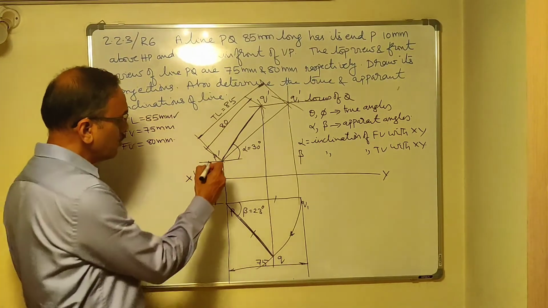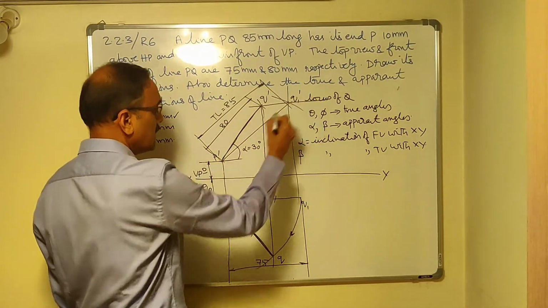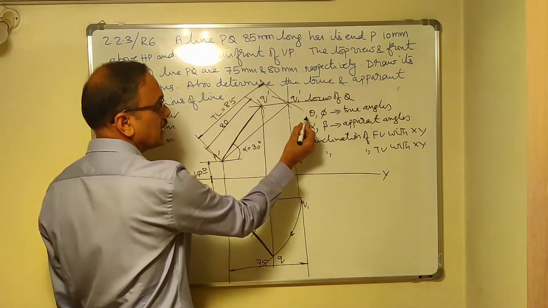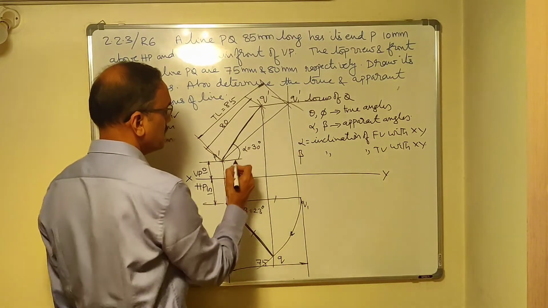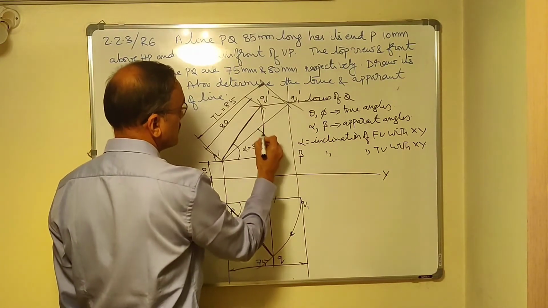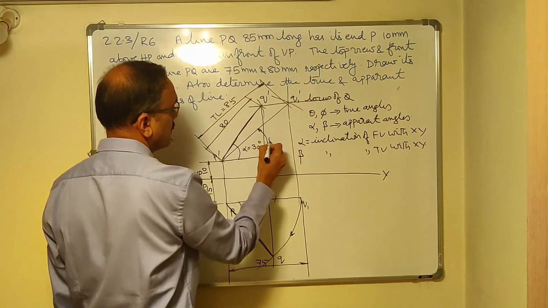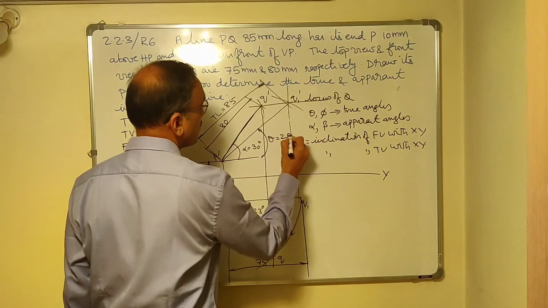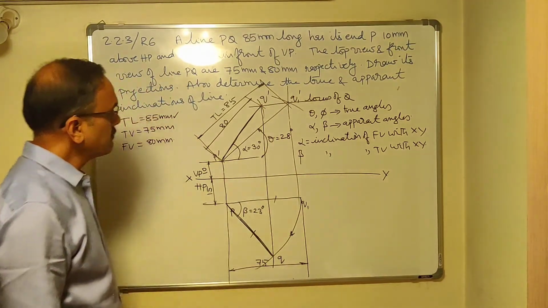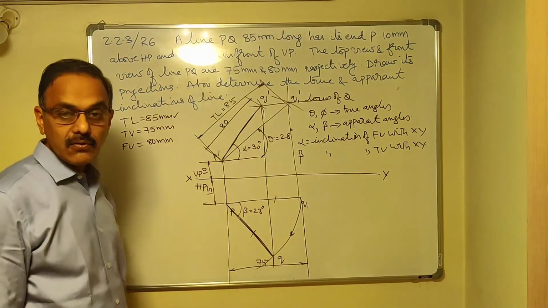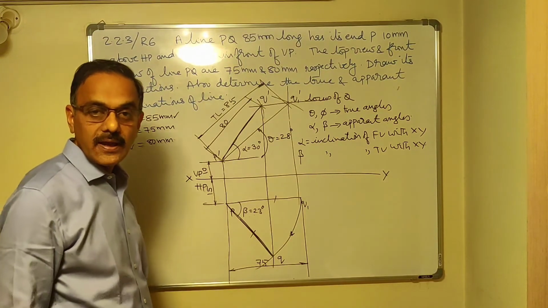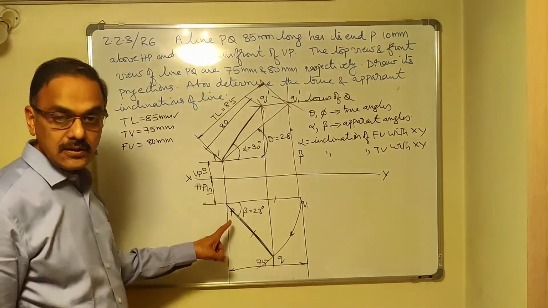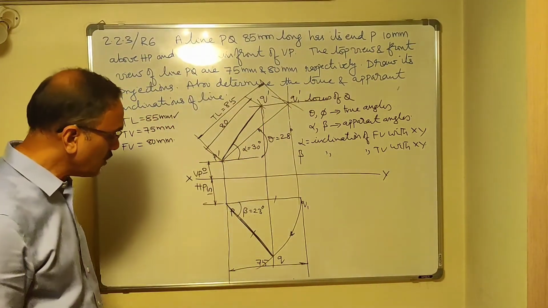Now you also have the true length here. So the inclination of the true length is nothing but theta. Theta is the inclination of the true length with HP or with XY. This is theta. And theta should come to 28 degrees. You need to find phi now. If I have to find the angle phi, which is the inclination of the line with the VP, I have to draw the true length in this view. So how do you do that?